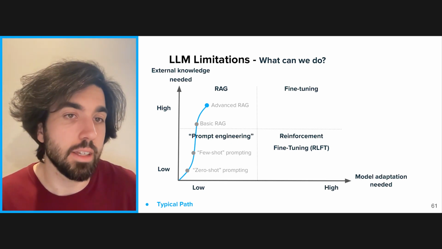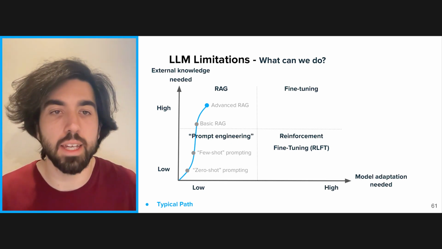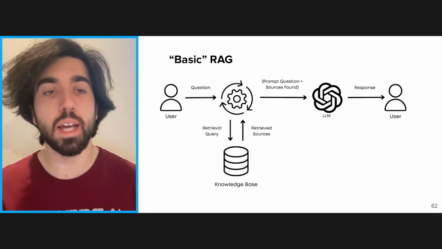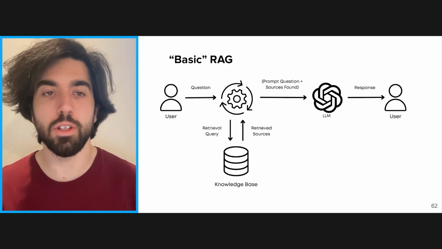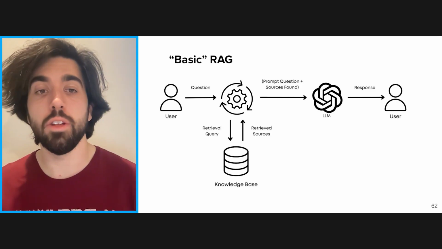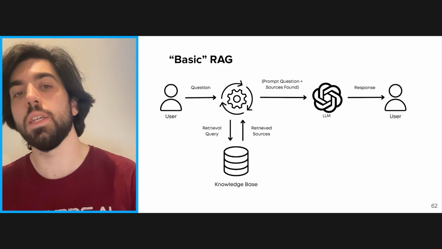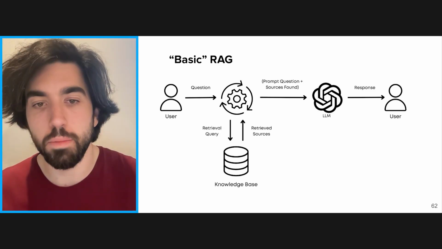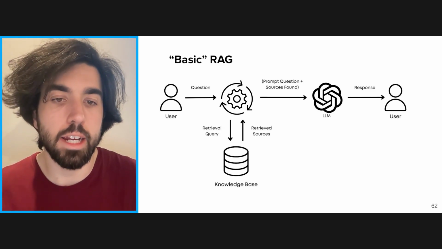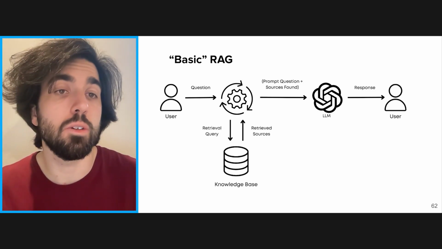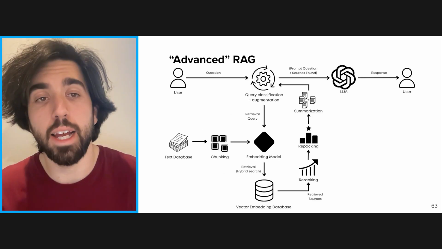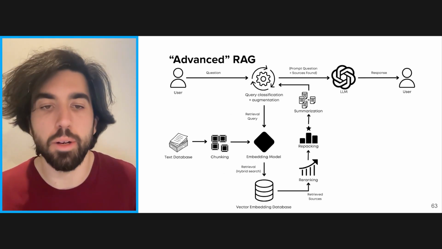The difference between basic and advanced RAG is that in basic RAG, we have on the left a user asking a question, then we retrieve the useful sources, add them back to the prompt, give it to the LLM, and get a response. That's pretty much all we have. In a more advanced setup, it will look something like this, and we will go through all these steps one by one.